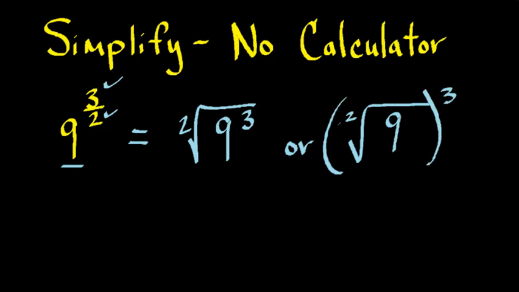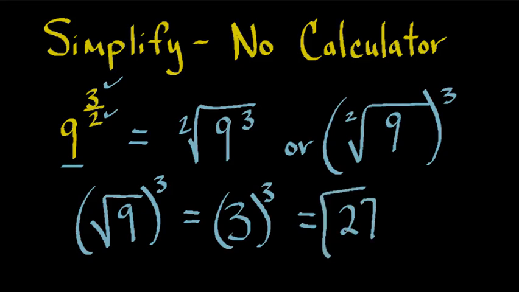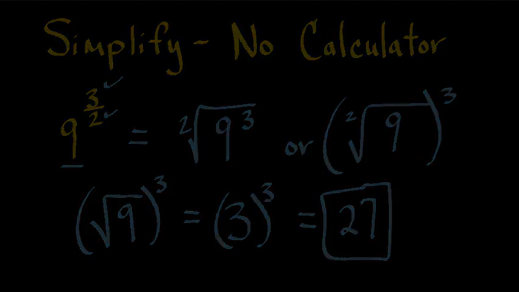And I'm going to do it this last way because it's easier to do this in my head. It's not necessary to write the 2 on the outside since square root of 9 implies two factors that multiply to equal 9. So we will just write this as square root 9 cubed. Square root of 9 is of course 3. And 3 to the third power is 3 times 3 times 3, which is 27. So this is the final answer to this problem.